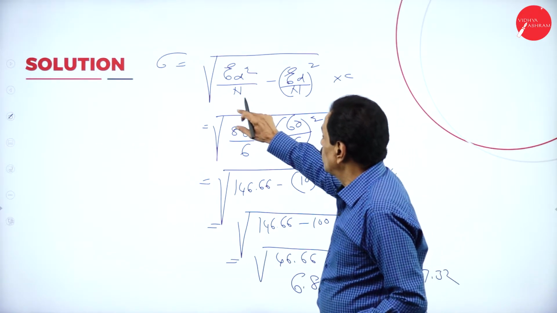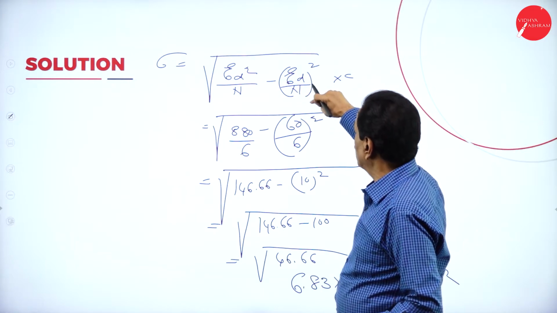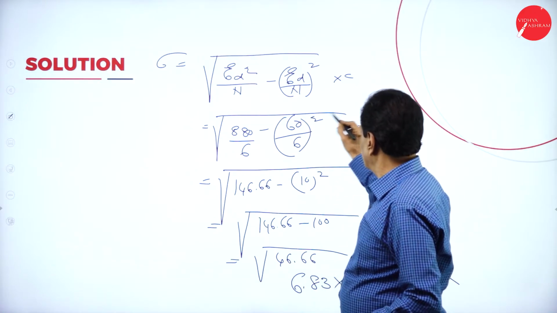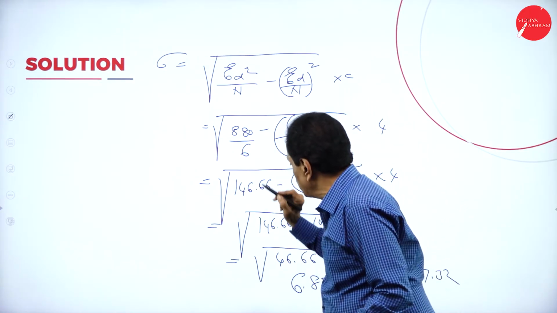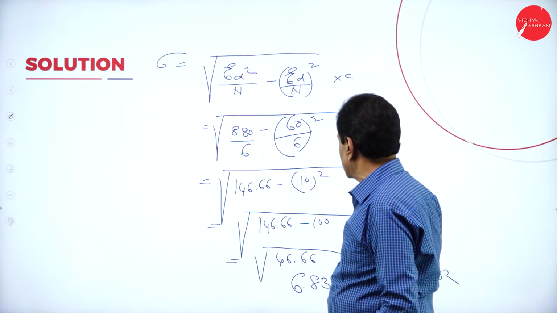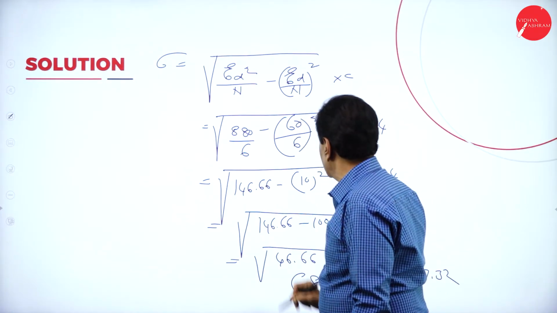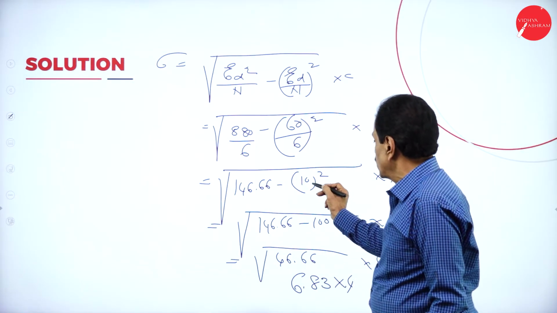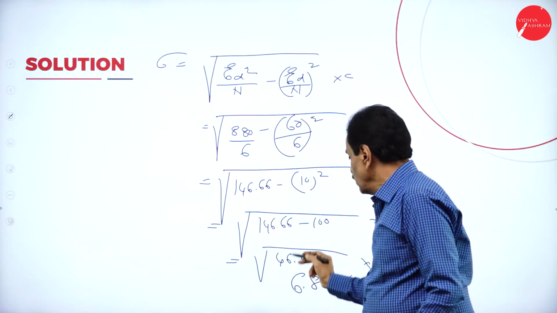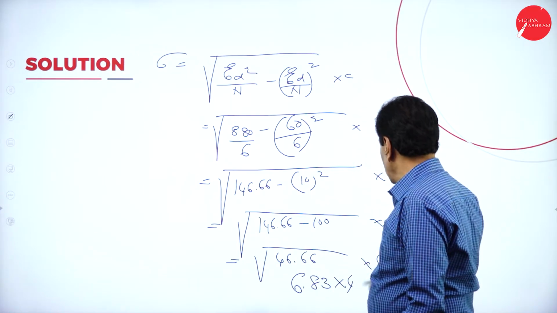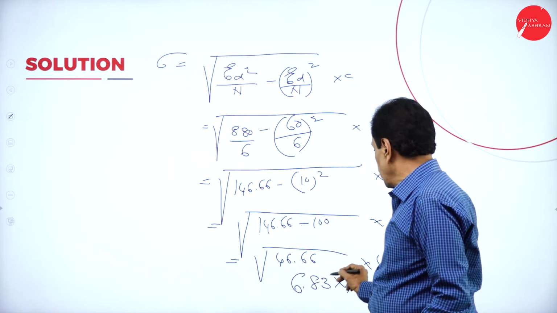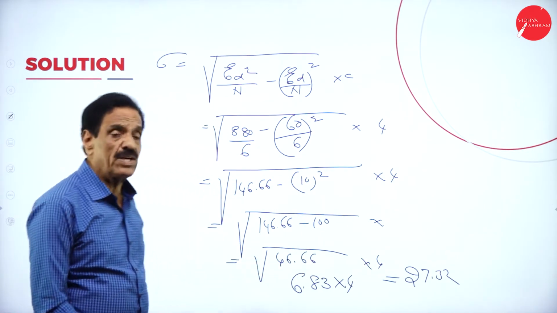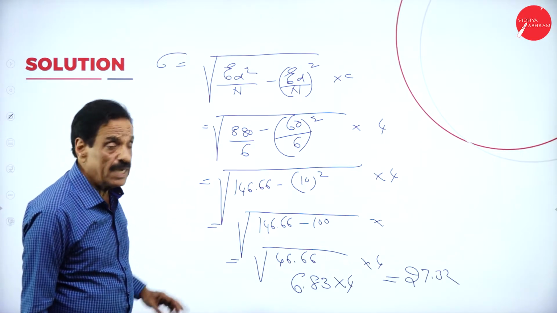Well, apply the formula. Sigma d square divided by n, minus sigma d divided by n squared, into c. 880 divided by 6 minus 60 divided by 6 whole square into 4. If you divide, it will come 146.66. 60 divided by 6 is 10, whole square into 4. 10 square is 100. If you deduct, 46.66, 4 outside the root. Root of this is 6.83 multiplied by 4, it will come 27.32.